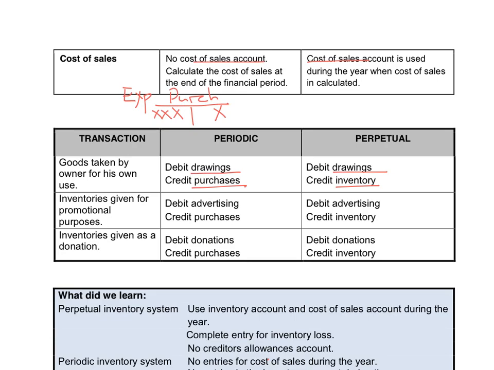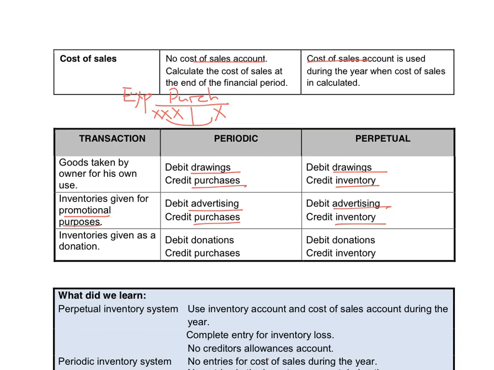If inventory is given for promotional purposes, so you take things out of your inventory for an advertising campaign, then you will debit advertising in the perpetual system and you will show that your asset for inventory decreases. When you use the periodic system, you will also debit advertising, but now I want to decrease the expense for purchases, so I will credit my purchases account.